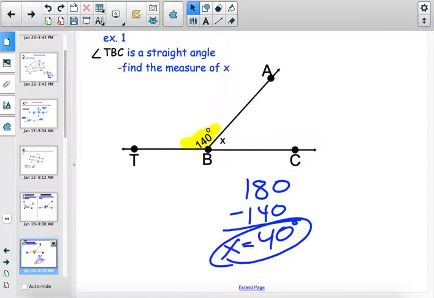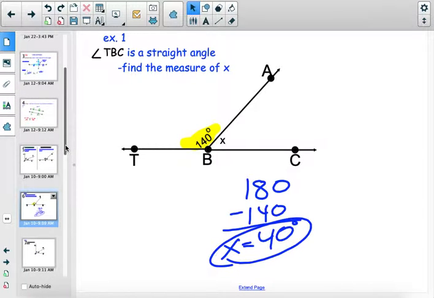Let's try a different looking angle. Let's try a right angle. Oh, wait. Okay, I'll wait.